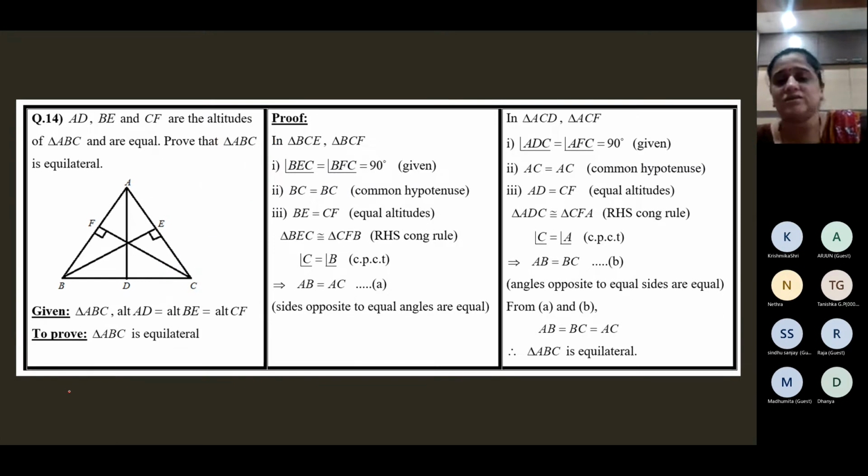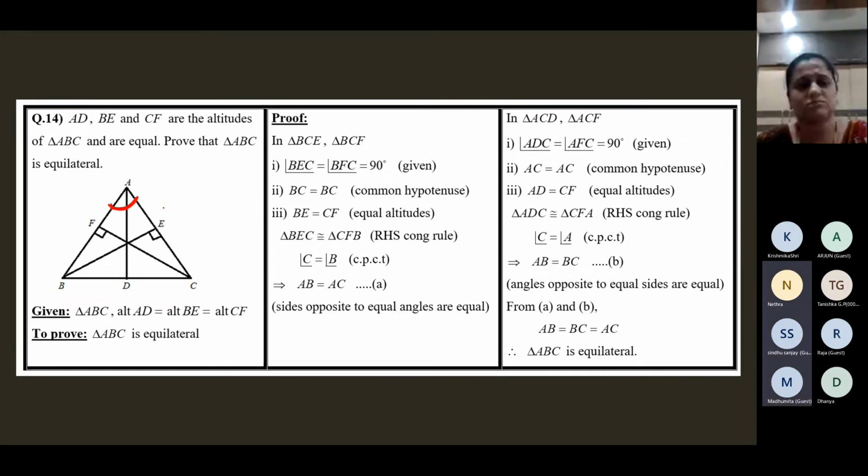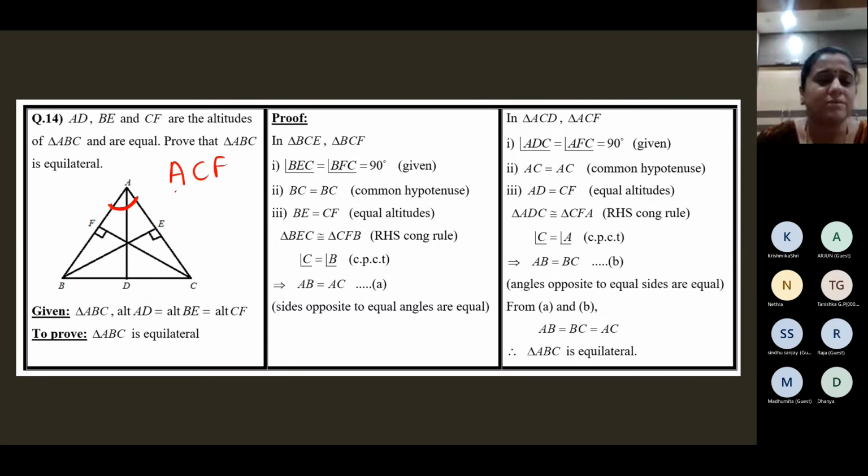Similarly, on the other side, to show that angle C is equal to angle A: for C, we understood the two triangles. The same thing you will get here. Now A, where all do we have A, children? Which are the triangles we have A in? Children, A we have in which two triangles? Triangle ABE and triangle ACF, ma'am. ACF we have, then ABE we have.